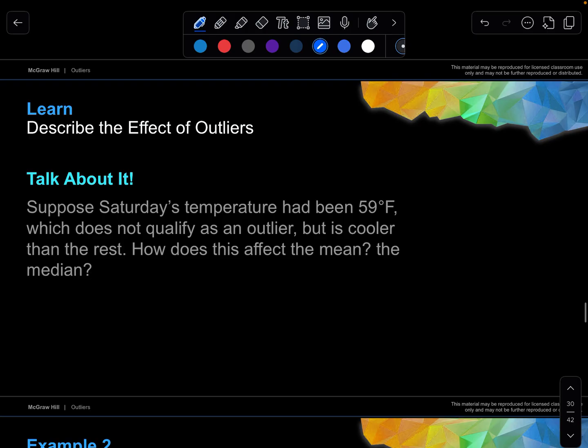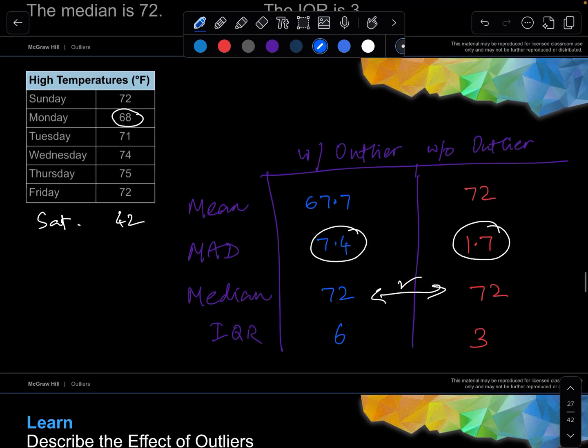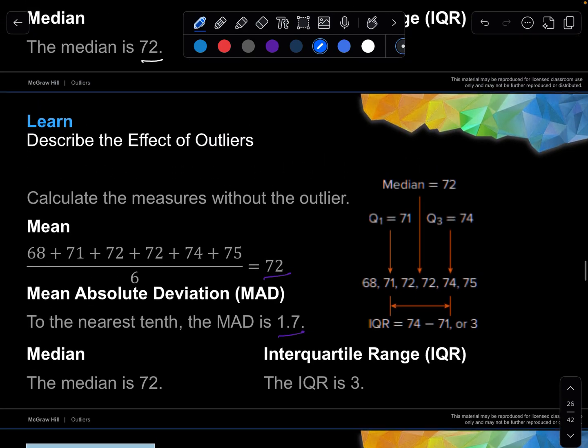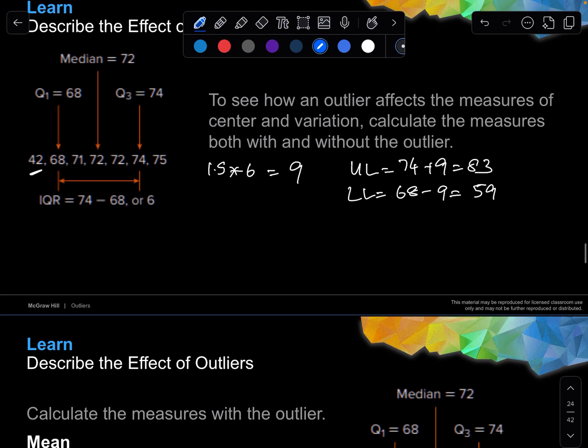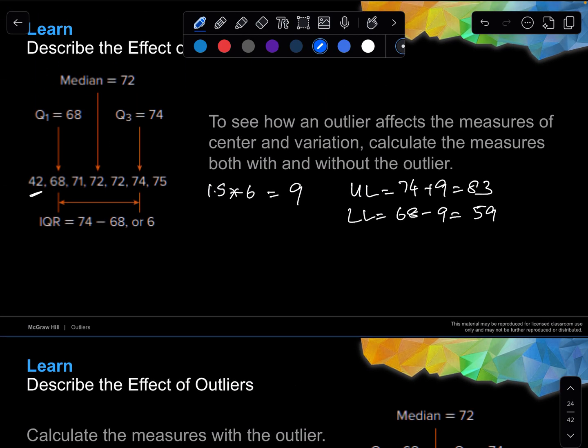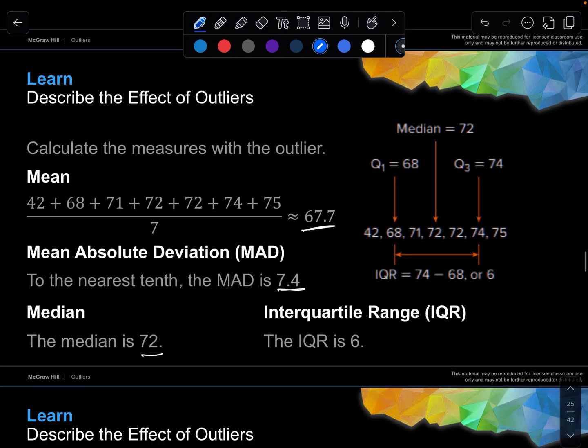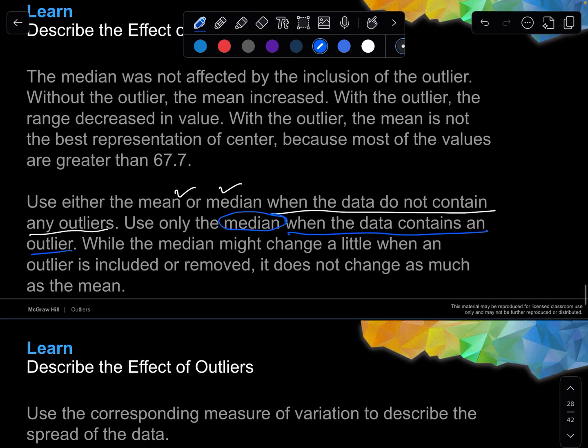All right, now let's think about this. Suppose Saturday's temperature had been 59 degrees Fahrenheit, which does not qualify as an outlier. If you were to reflect back at this, what is my upper limit and my lower limit? My lower limit is 59, so with a value of 59, it would not be an outlier.